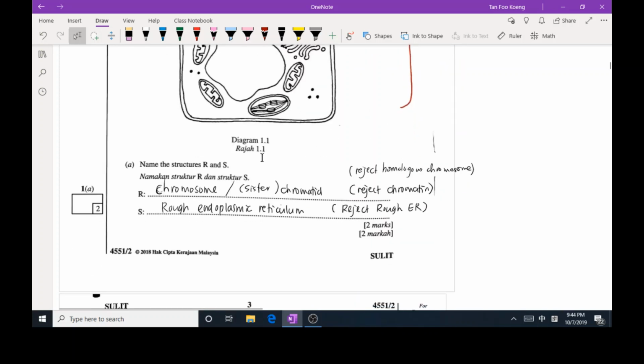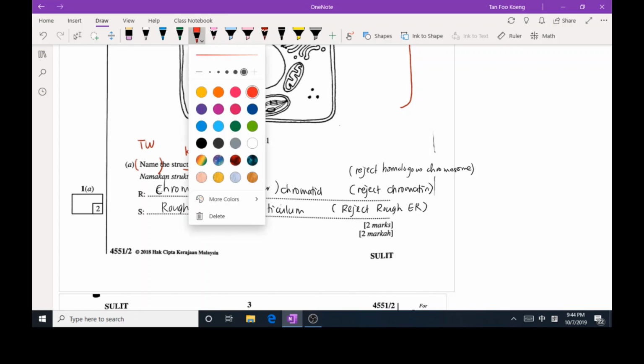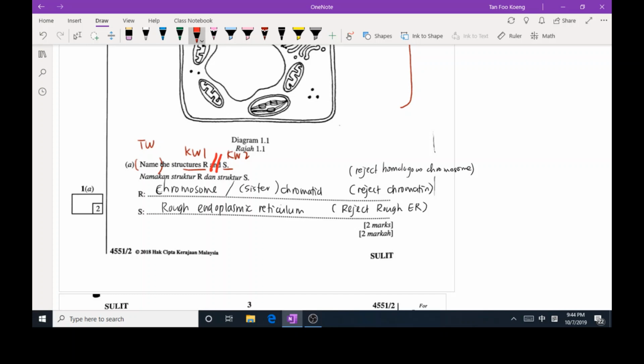And then we have the question. The question has 2 components here. One is known as the task word. This is a task word, and we have the keywords. So we have keyword number 1 and keyword number 2 here. So in examination, as long as you see the word "and" here, remember to put a double slash on it. Okay, we have to explain them differently. So the task word is name.